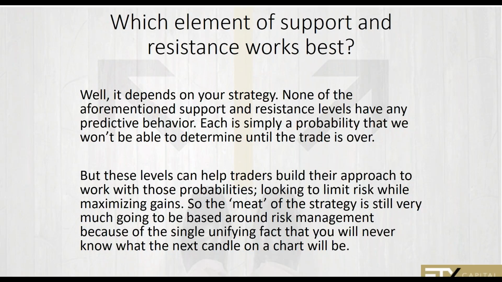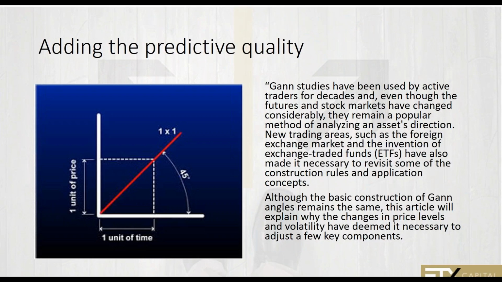Now, which element of support and resistance works best? Well, it depends on your strategy. None of the aforementioned support and resistance levels have any predictive behavior. Each is simply a probability that we won't be able to determine until a trade is over. But these levels can help traders build their approach to work with those probabilities, looking to limit risk while maximizing gains. So the meat of the strategy is still very much going to be based on your other risk management because of the single unifying fact that you will never know what the next candle on a chart will be.